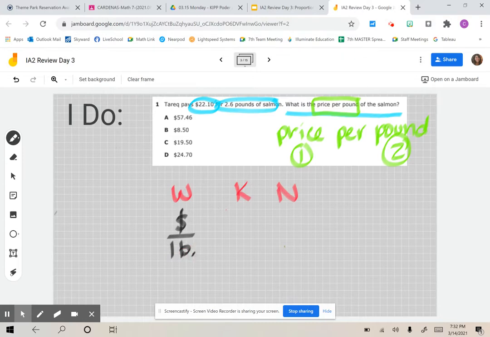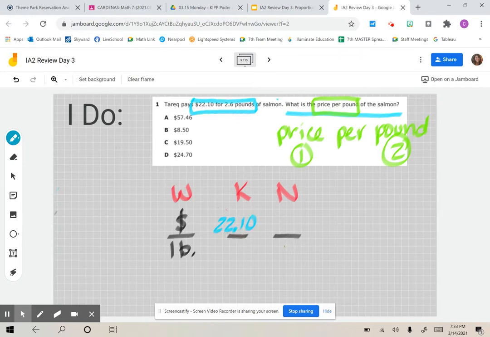Okay, now we can move to the second and third ratios, right? What do we know about the money and the pounds at the same time? Well, if I look back at the question, it says that he is paying $22.10 for 2.6 pounds, right? This is the cost for this much weight. So I'm going to put $22.10 into my ratio, but where do I put it? Well, since it's dealing with money and I put money on the top, I'm going to also put the price on the top as well.